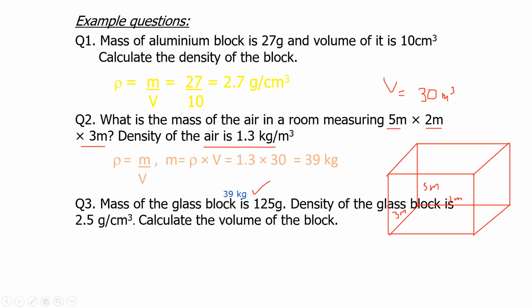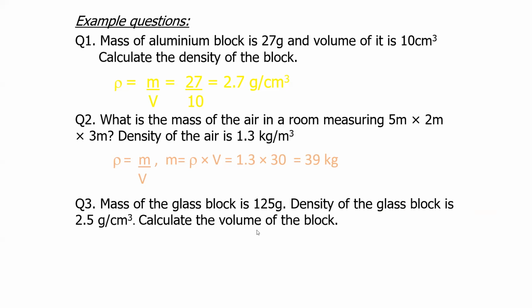Another example. The mass of a glass block is 125 gram. The density of the glass block is 2.5 gram per centimeter cube. Calculate the volume. Volume is mass divided by density. So mass is 125 divided by density, which is 2.5. This will give us 50 centimeter cube. If density is gram per centimeter cube, the final answer will be in centimeter cube. If density is kilogram per meter cube, the final answer will be in meter cube.